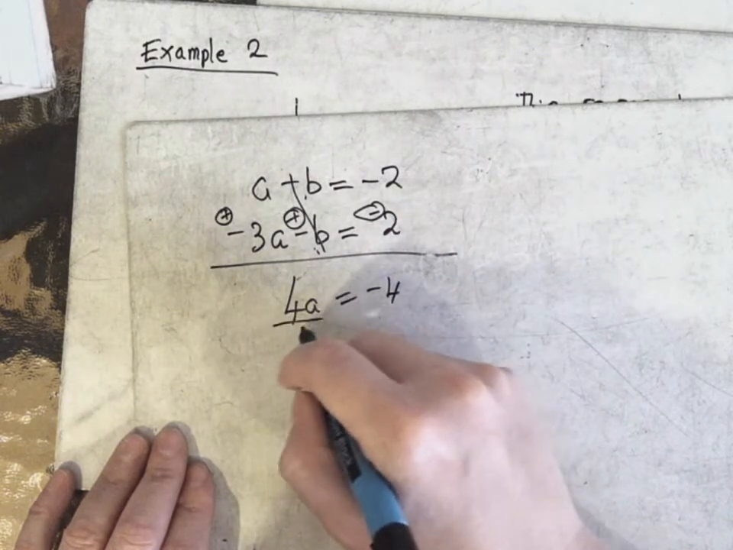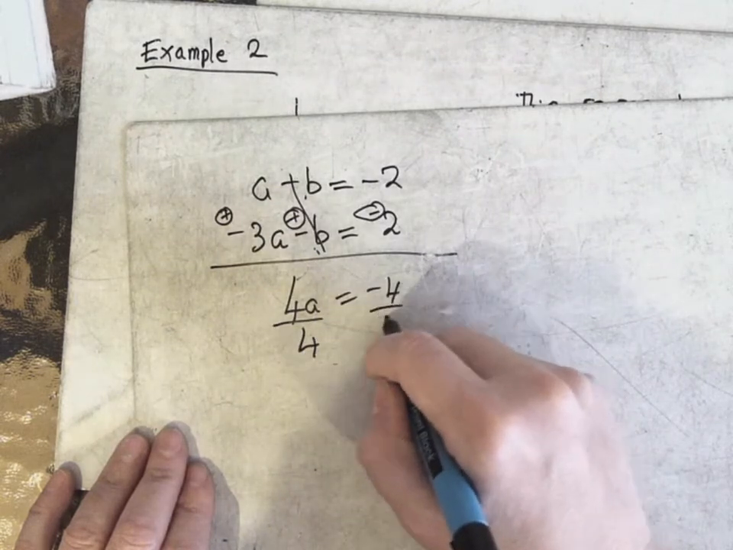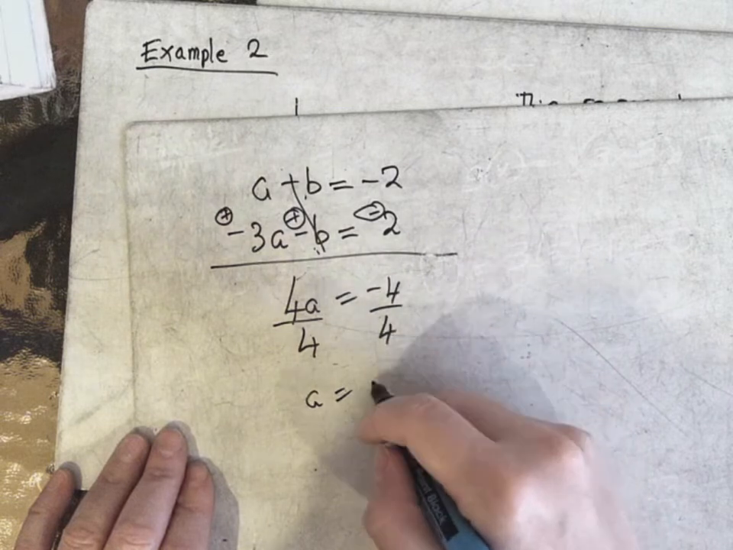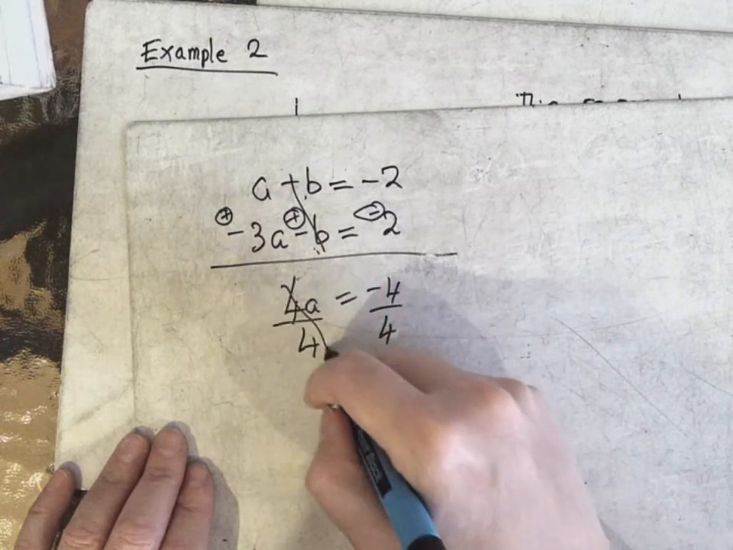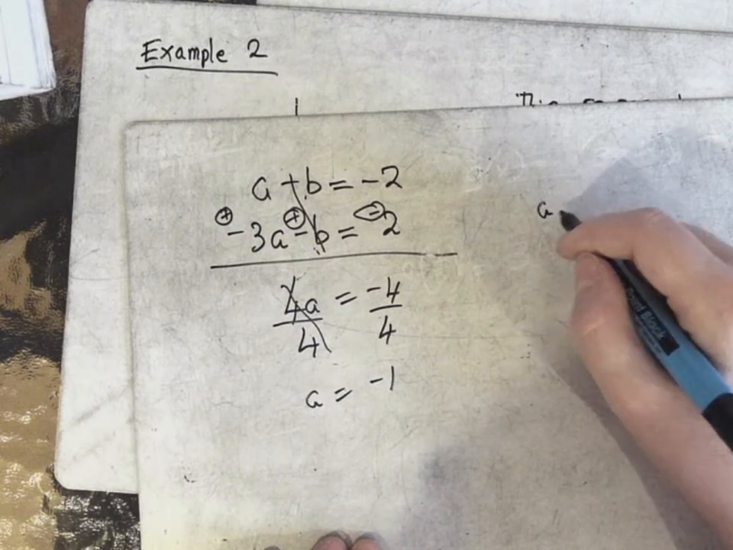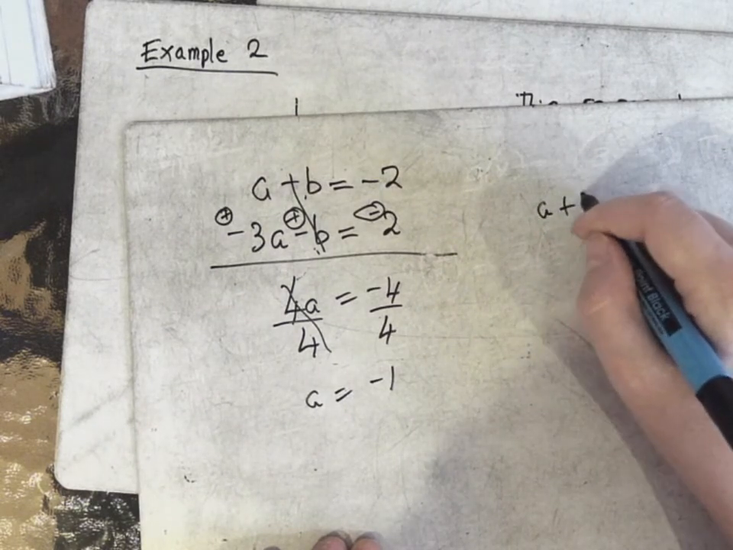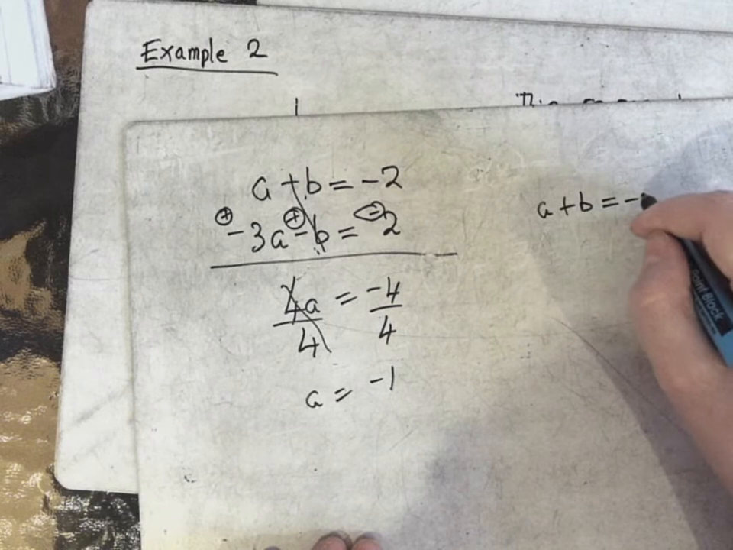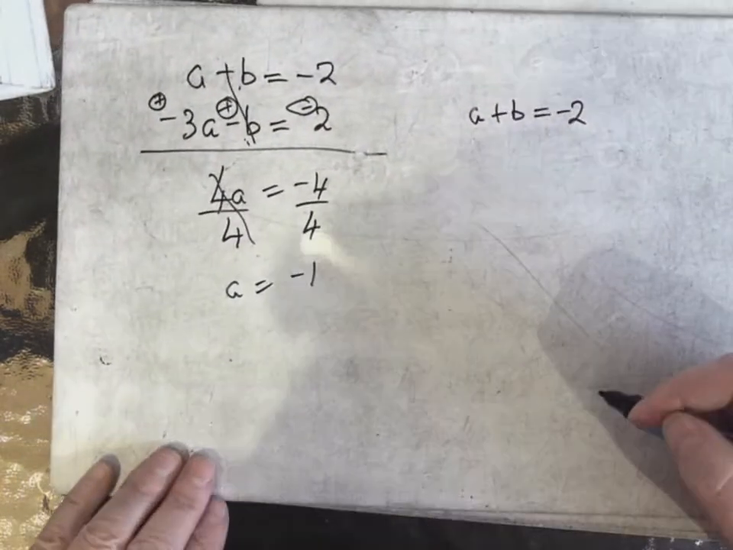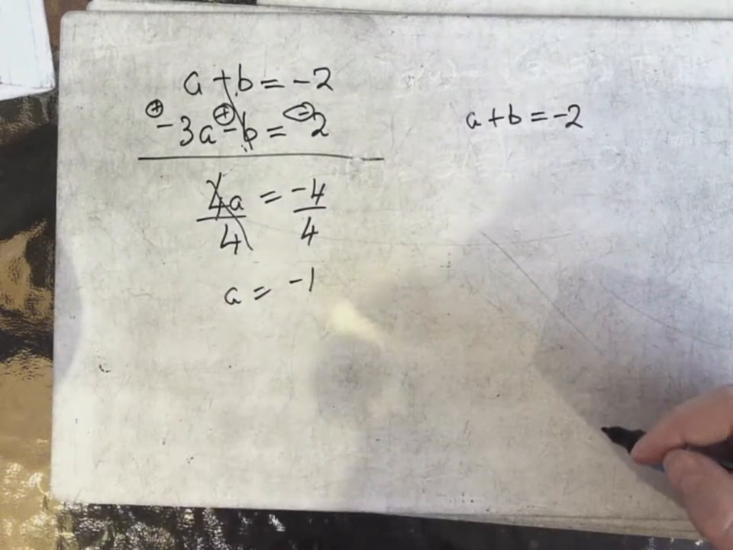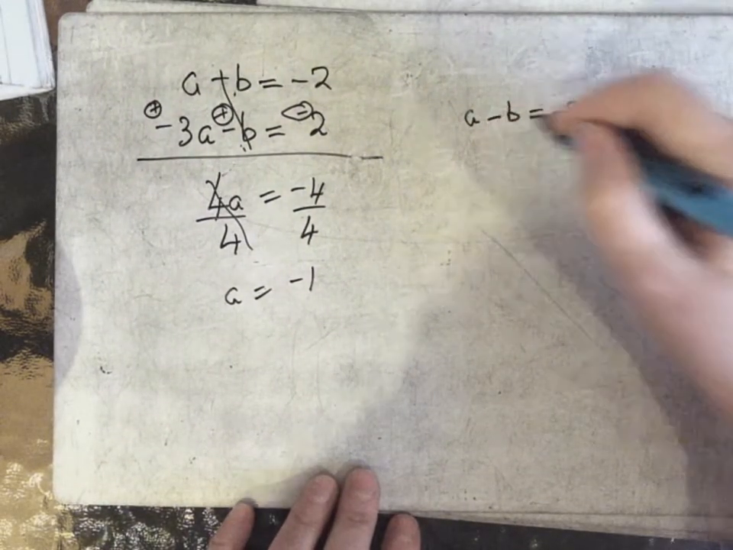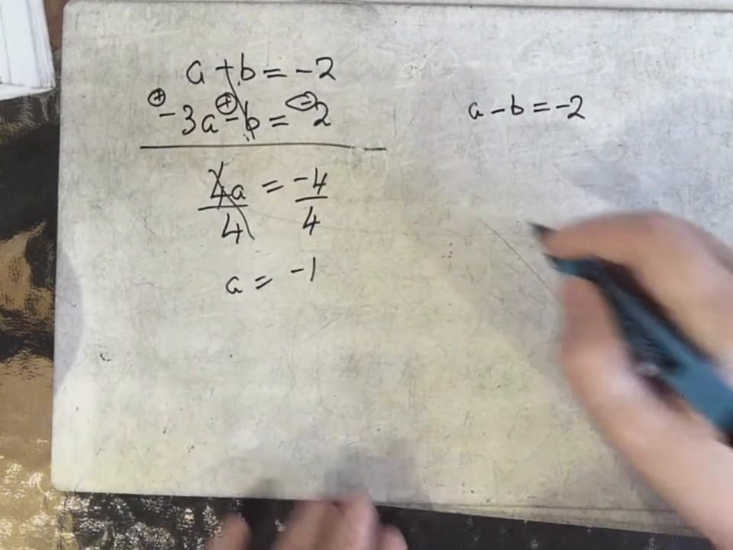And then you're going to divide each side by 4. And you get a is equal to minus 4 divided by 4 is minus 1. Okay, remember you have to find out what b is. So you take the top equation, which is a plus b equals minus 2. Sorry, I'm just checking that's what it was. It's actually a minus b equals minus 2. Right, okay. And then a is minus 1.